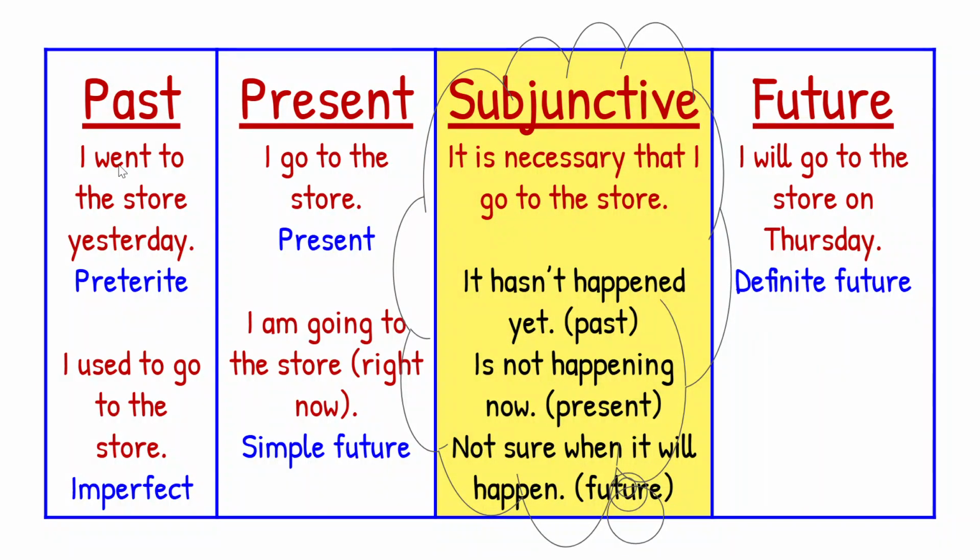So in our past tense, I went to the store yesterday, or I used to go to the store, preterite and imperfect. Our present tense, I go to the store, I'm going to the store right now. In our future, I will go to the store. There's something in between. It is necessary that I go to the store. Has it happened yet? Is it happening now? Am I sure it's ever going to happen? This is where the subjunctive falls into place.